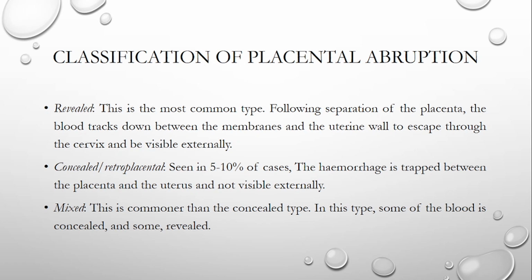Whereas in the mixed abruptio placenta, some of the blood is concealed and some revealed. So it's a mixed type. So we have revealed, concealed, and mixed abruptio.